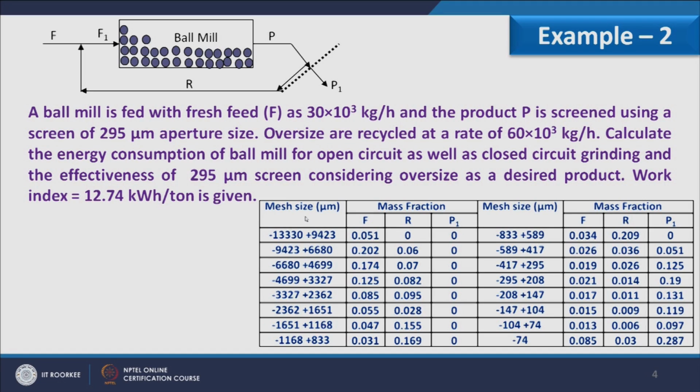It is to understand the particle size distribution of the makeup stream, that is F, to the ball mill, and the recycle stream, which we have denoted with R. And here I have the data of P1, which is the particle size distribution of the final product, which has passed through a 295 micrometer screen. Along with the flow rates, we have to use this data to calculate energy consumption.